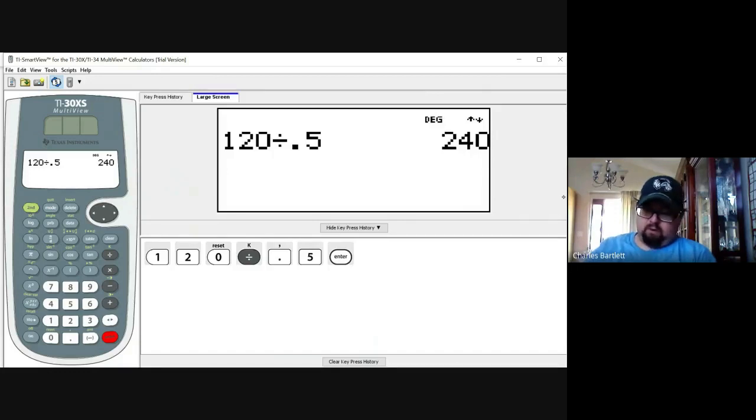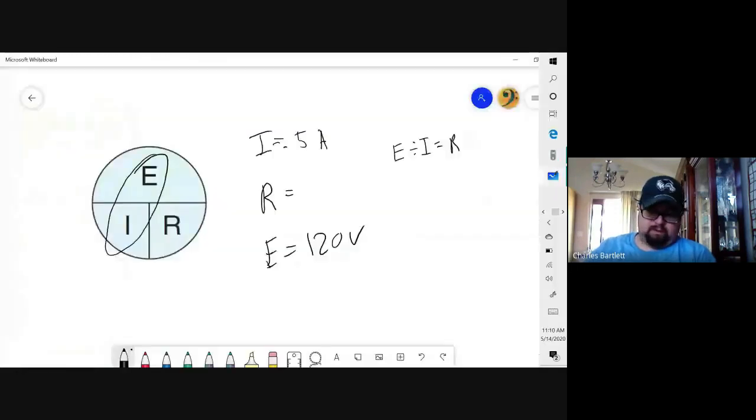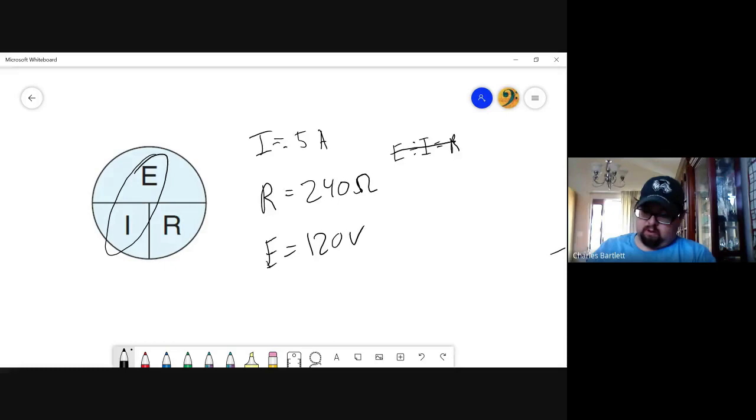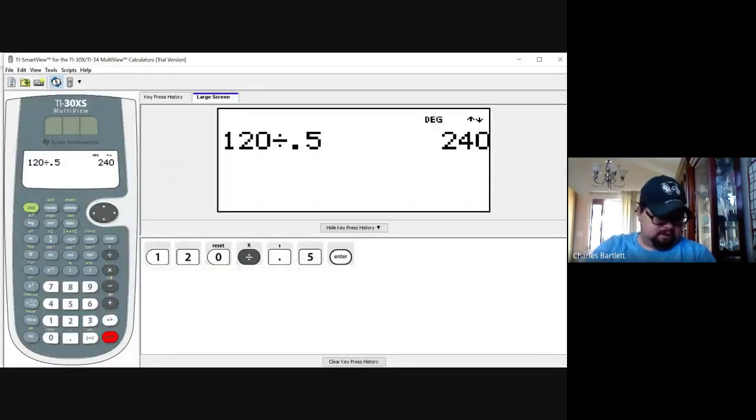And what is that 240? Well, that 240 is our resistance. So we can put 240 right there, and then our little upside down U symbol for ohms. Okay, so now we can actually double check all this. If we keep those values in our head and we go back to the calculator, we can check everything.